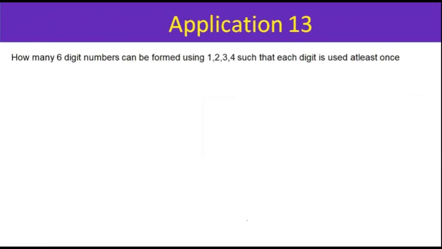How many 6-digit numbers can you form using 1, 2, 3, 4 such that each digit is used at least once? So far, you have covered all the major concepts needed to solve this question. You just have to think, make cases, and try and come up with an answer. A 6-digit number has to be formed, you have to use all 4. So what do we do?